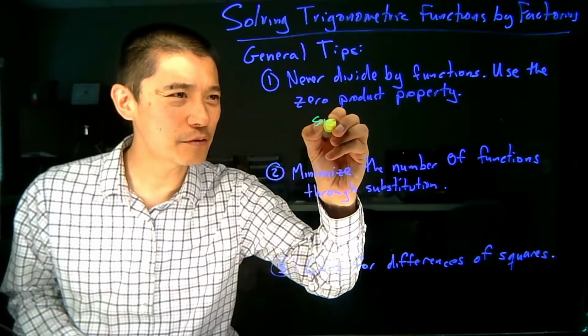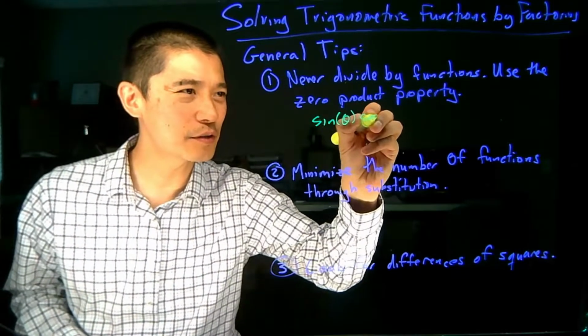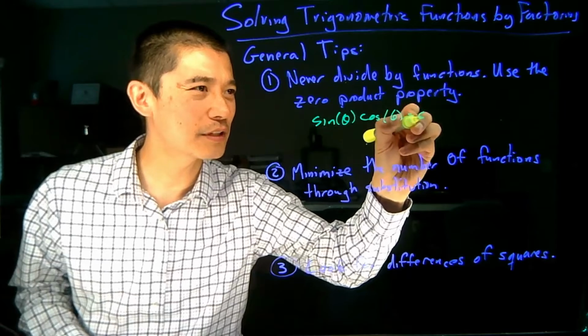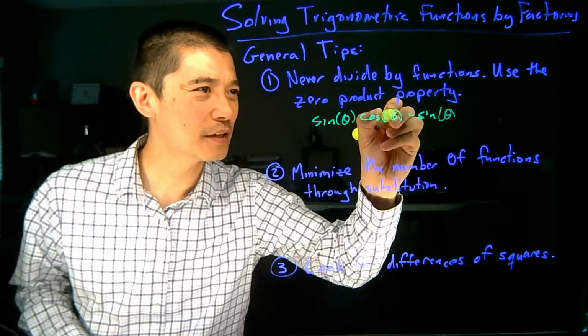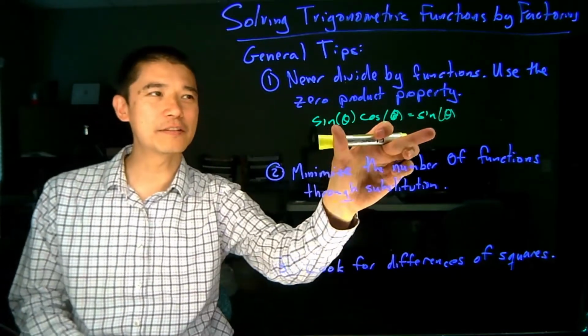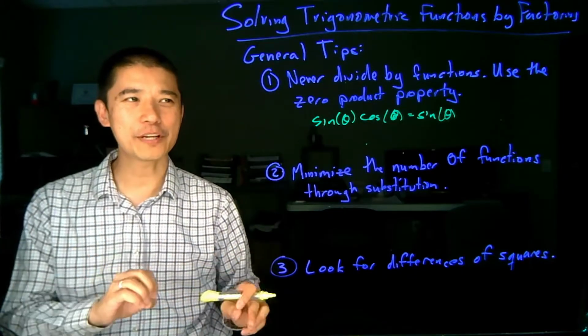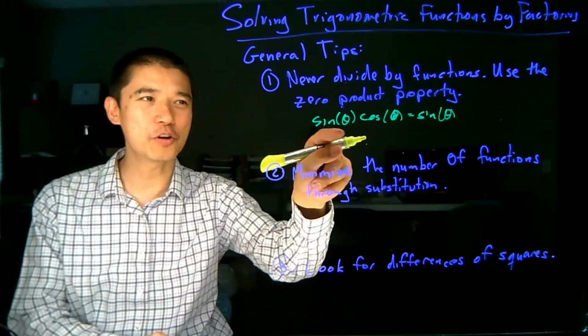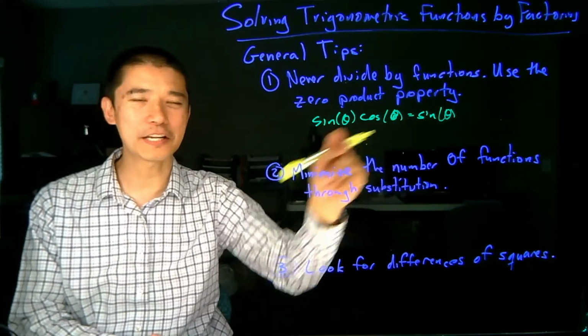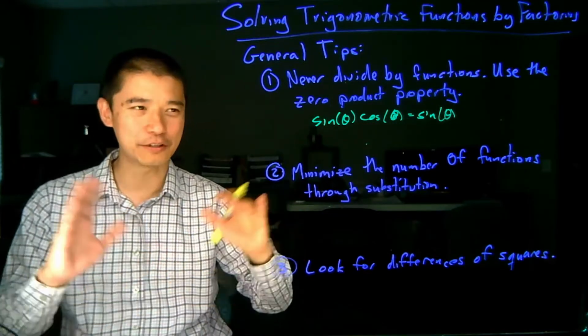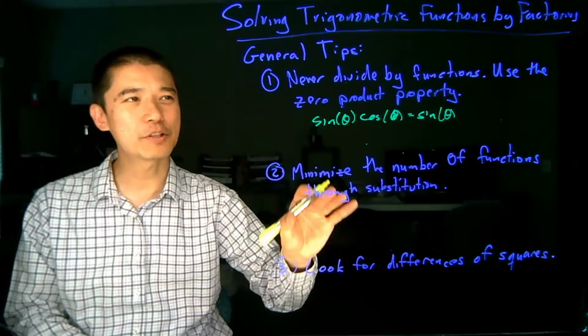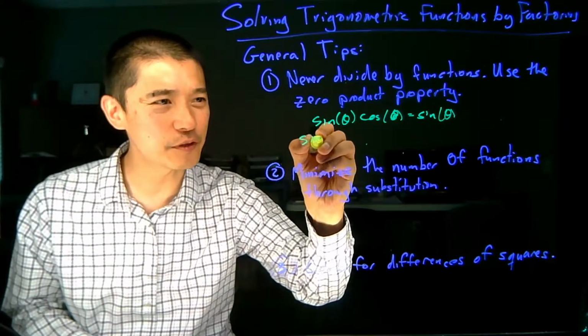Well, suppose you have the equation sine of theta times cosine of theta equals sine of theta. Some students will see this and divide by sine of theta and cancel that out. If you do that, you run the risk of dividing by zero because you don't know what value theta is. Maybe the sine of theta is equal to zero, and then you divide by zero, and then you've messed everything up. So instead, you always want to try to move towards factoring.